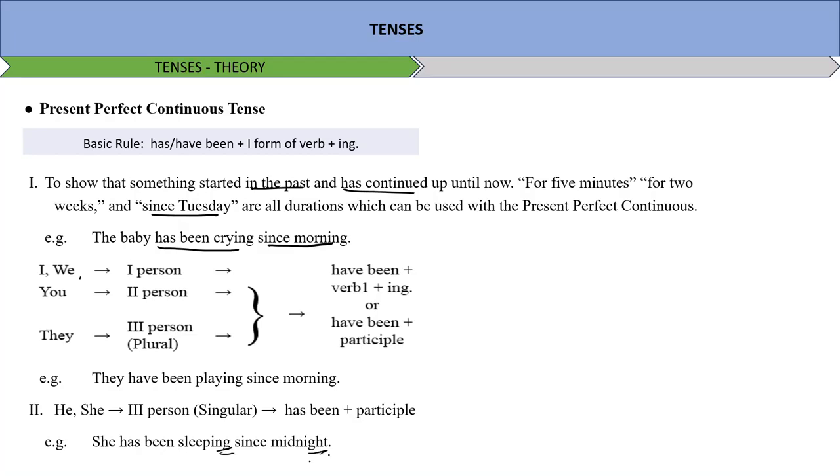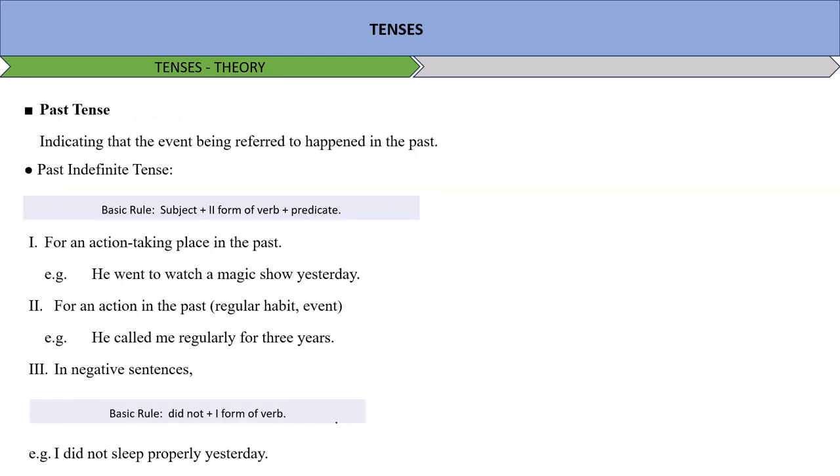Okay, next comes the past tense. When do we use past tense? Simple. Whenever we want to refer to anything which has happened in the past, we use past tense. So when it comes to simple past or past indefinite, it is used for an action taking place or taken place in the past, right? He went to watch a magic show yesterday. So this activity already happened yesterday.